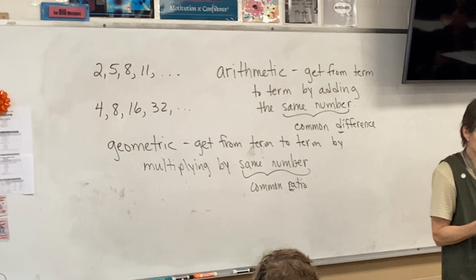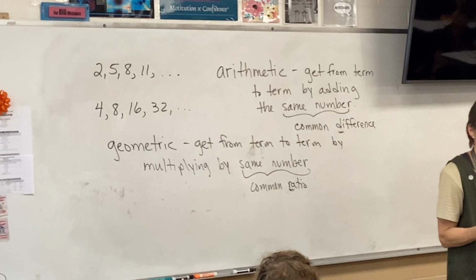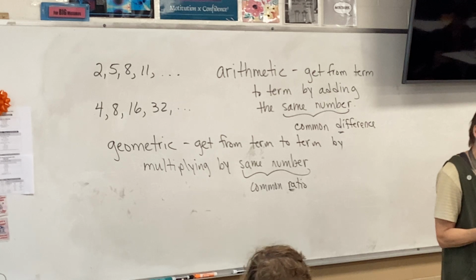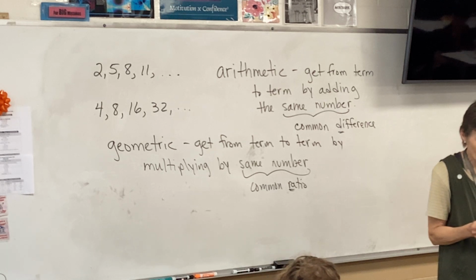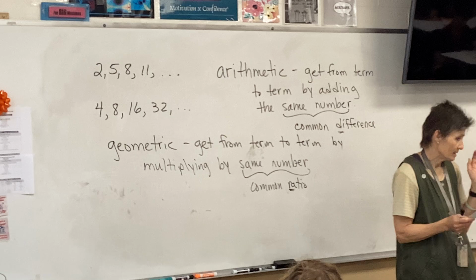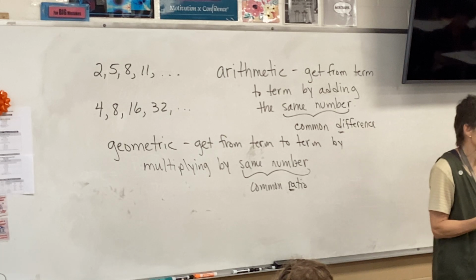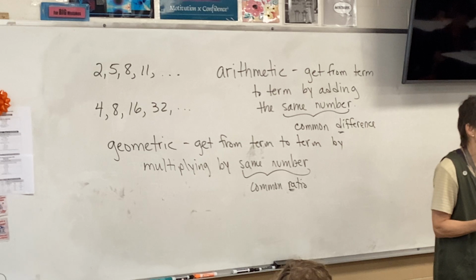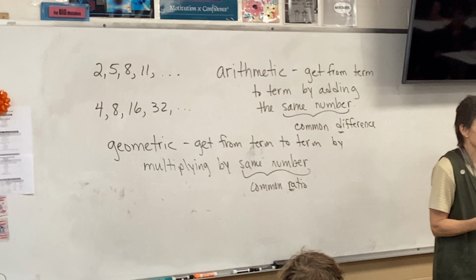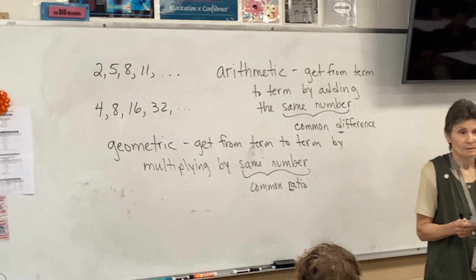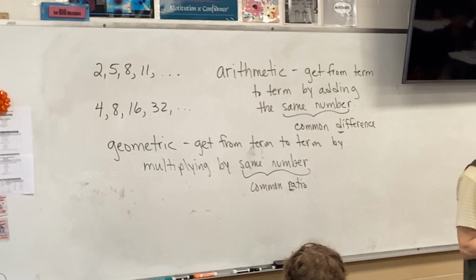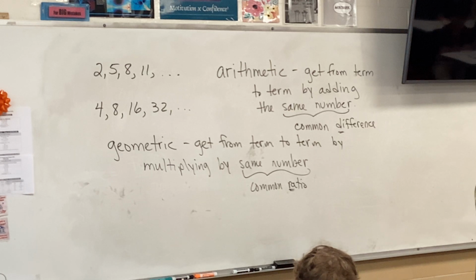I think you can probably figure out what's going on there. But you're not adding the same number, and you're not multiplying the same number, so therefore it is neither. Anybody recognize those numbers? What are 1, 4, 9, 16, 25? Those are the squares. 1 squared, 2 squared, 3 squared, 4 squared, 5 squared. So the next numbers would be 36 and 49.